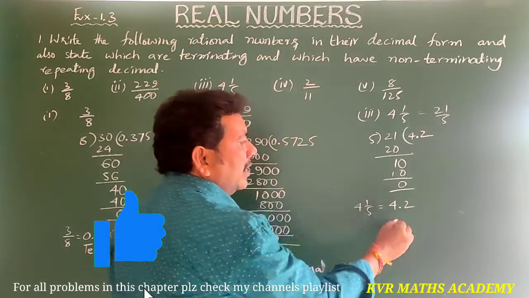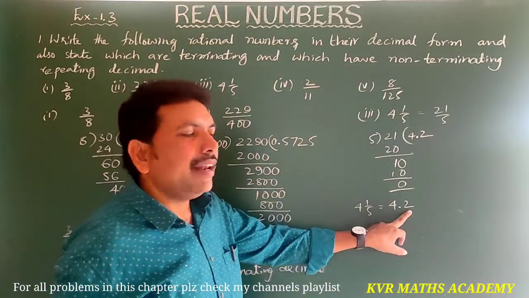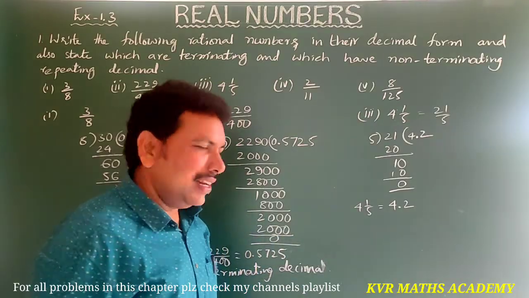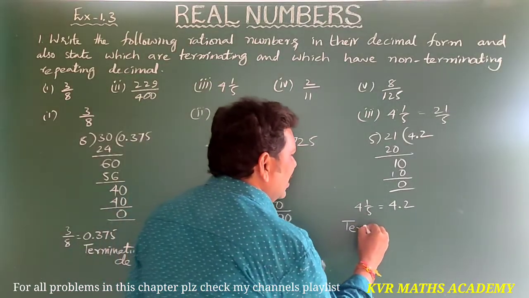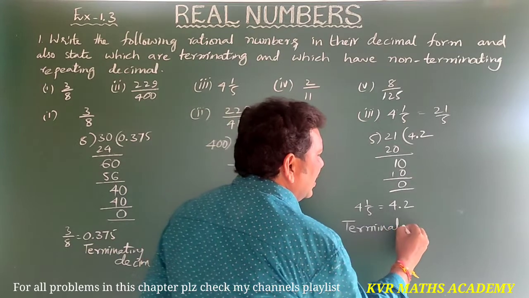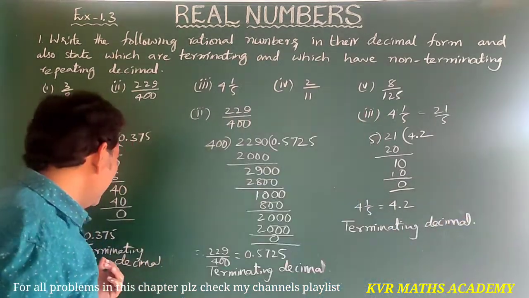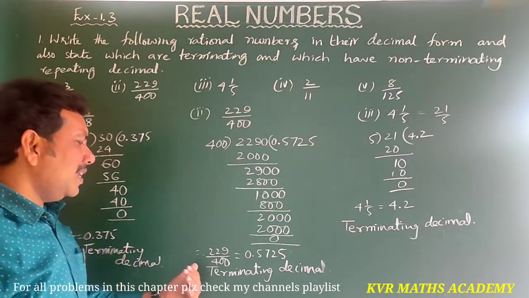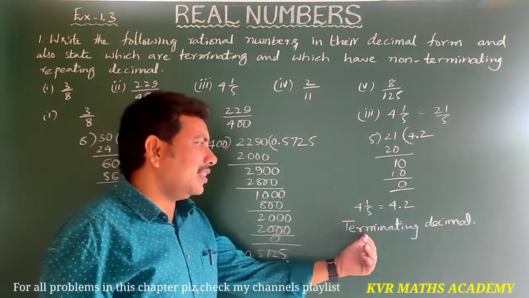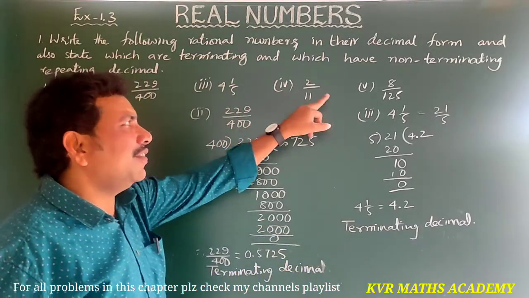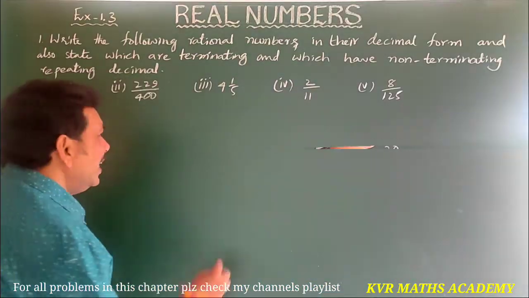Here the decimal digits have stopped, so it is a terminating decimal. So the first one is a terminating decimal, the second one is a terminating decimal, and the third one is also a terminating decimal. Let us check the fourth and fifth also. Next, the fourth one.